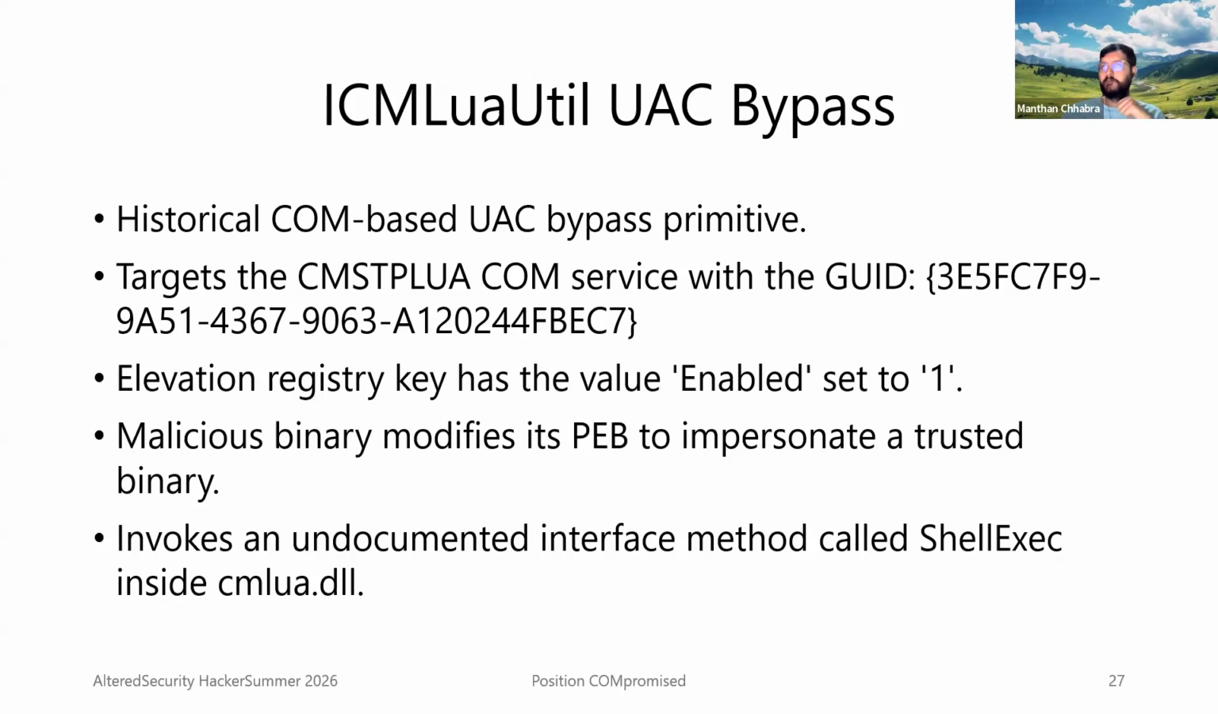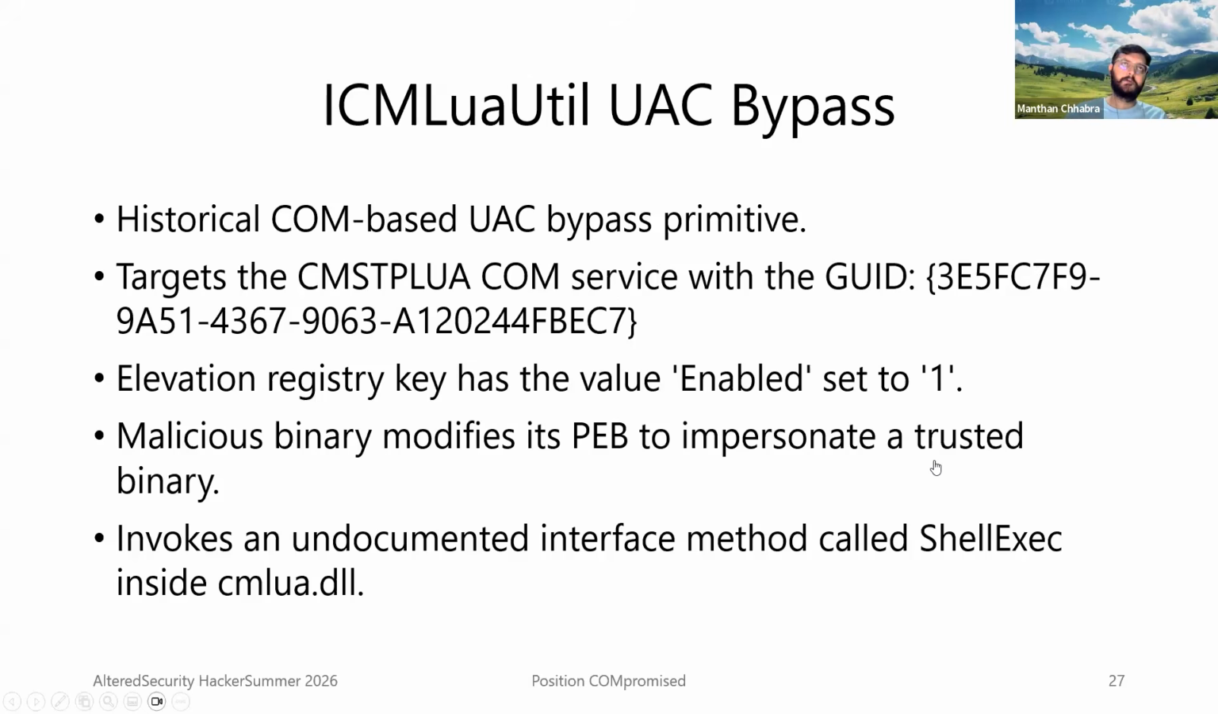Now, there are multiple public exploits available for this UAC bypass, by the way. One of them is made by an author called 0xlane, published on GitHub. Now, the idea, first of all, is that we take our malicious binary, and our own binary modifies its own process environment block to impersonate a trusted binary.